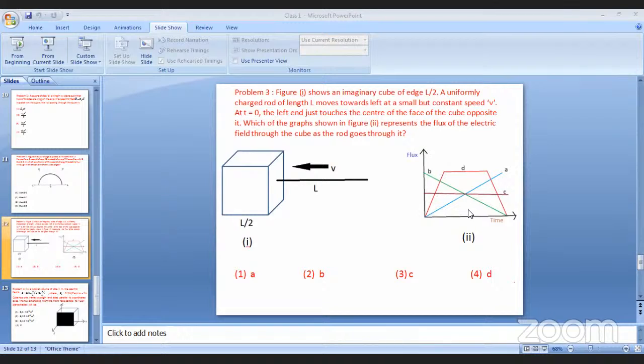Can anyone tell the answer? Or you can even make a guess, no issues. Even if it is wrong, no issues. Yes, tell me. Student: I'm not sure, sir, but is it D? Option D. Okay. Another student said the answer is C. Okay, can you explain that?